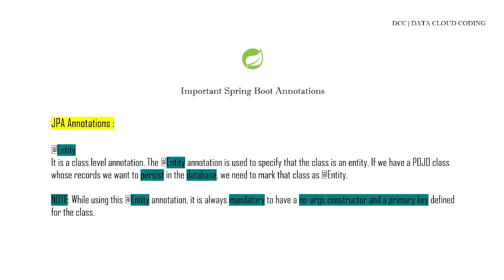An important point to note: in whichever Pojo class I'm using the @Entity annotation, it is always mandatory to have a no-args constructor and a primary key defined for the class. So whenever I have a Pojo class that I wish to persist in the database, first I have to mark the class as @Entity. Second, I have to use a no-args constructor, and third, I have to define a primary key for that class.